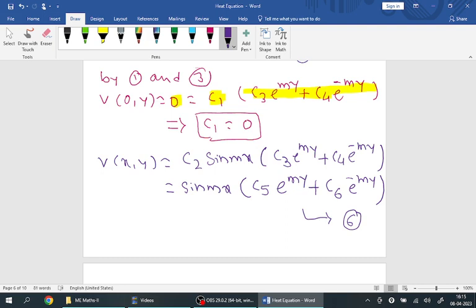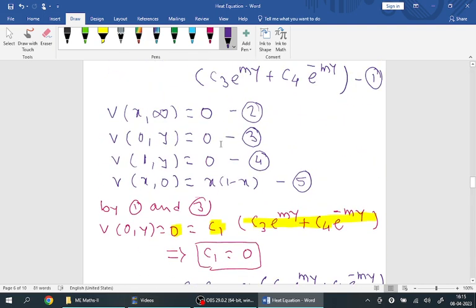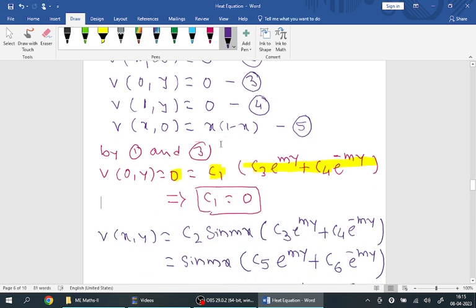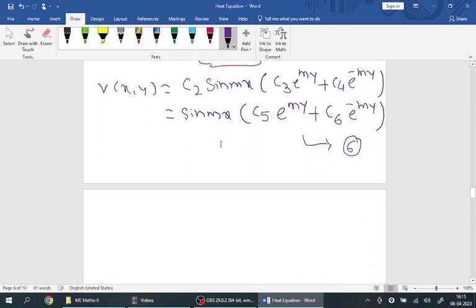Condition 1, can we go to the condition 1? V of x infinity is 0. So by 2 and 6, you can apply that at the beginning also. My mistake. You can apply that at the beginning also. By 2 and 6, what is that condition? V of x infinity is 0.